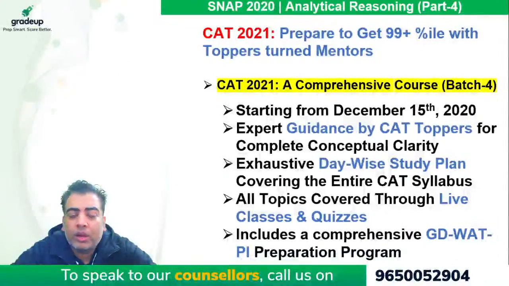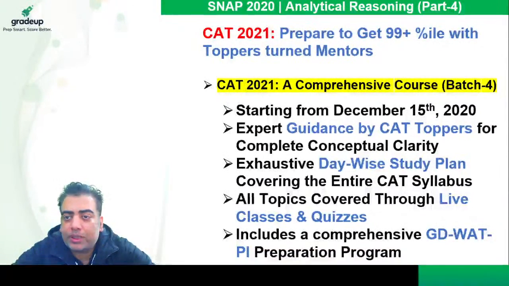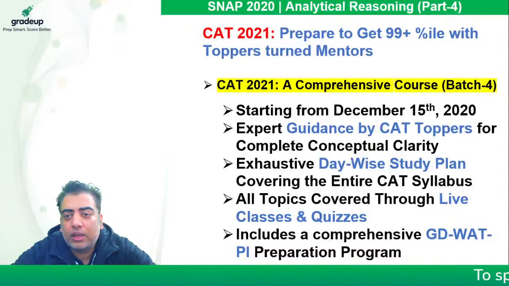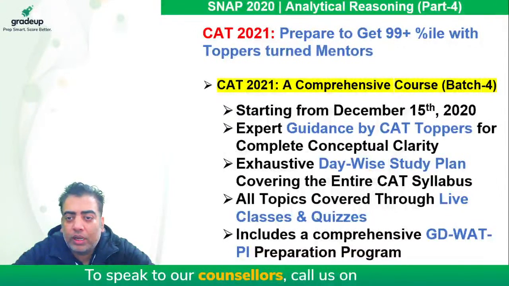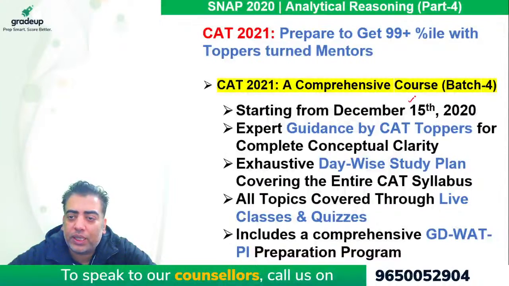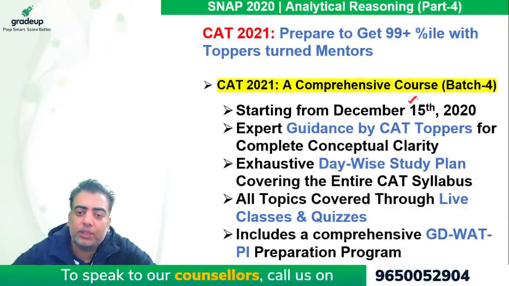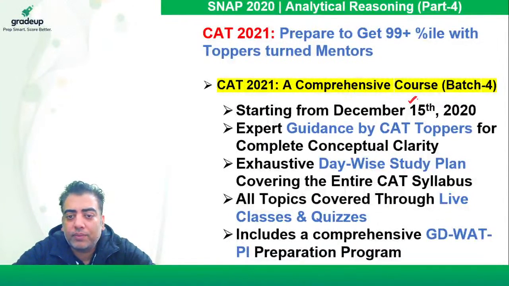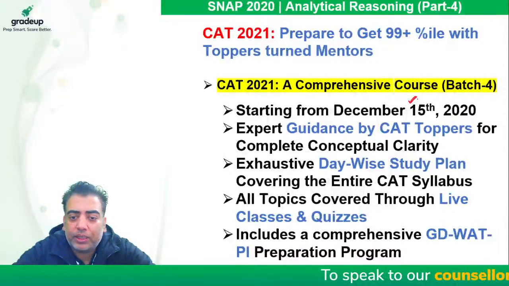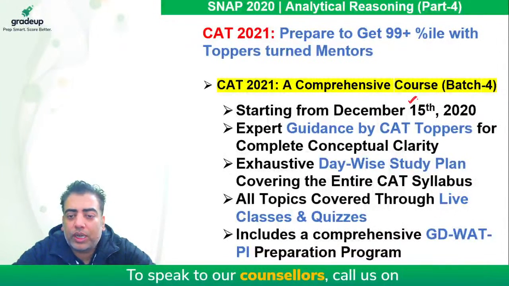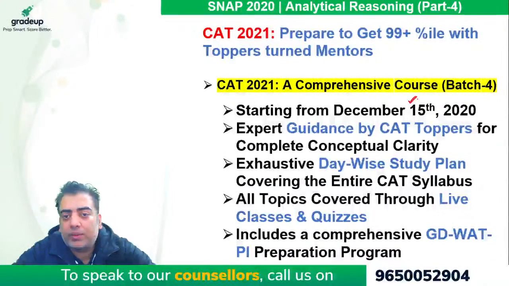Okay, so for all CAT 2020 aspirants, prepare to get 99 plus percentile with toppers turned mentors. We are starting with the fourth batch, which is our comprehensive course. The start date is 15th of December. You will be getting expert guidance by CAT toppers for complete conceptual clarity. An exhaustive day-wise study plan will be there. All topics will be covered through live classes and quizzes. And please everyone keep in mind that all live classes are also recorded for the purpose of revision.